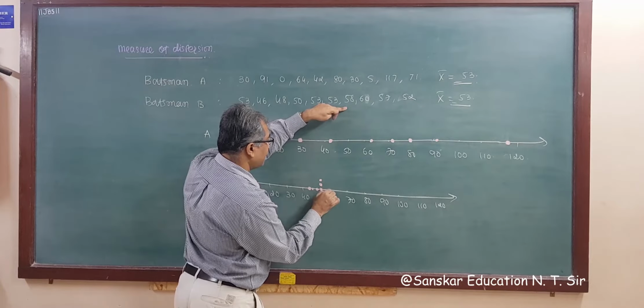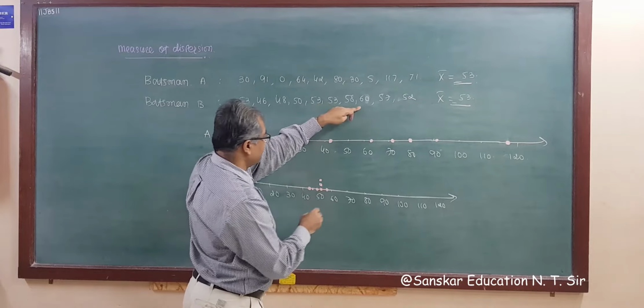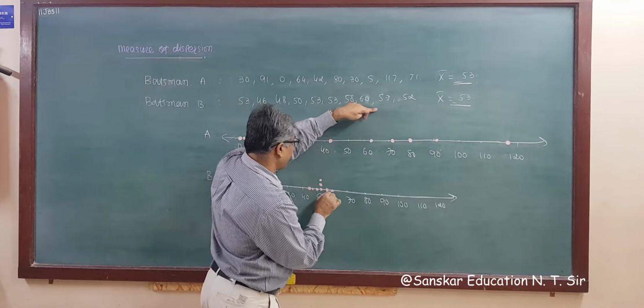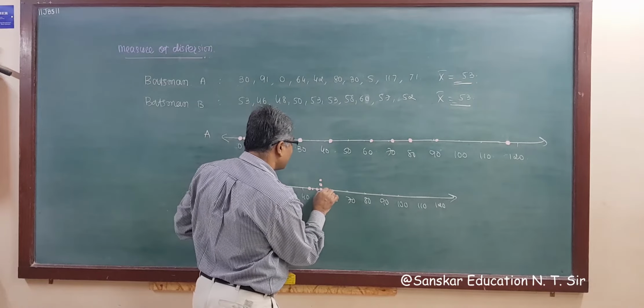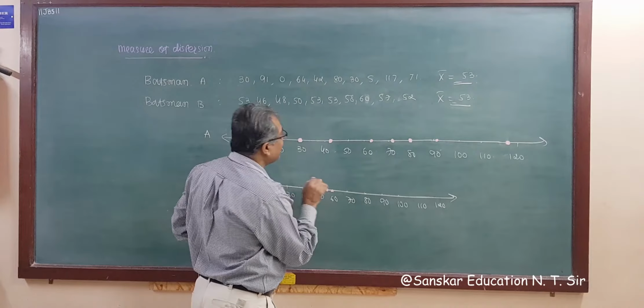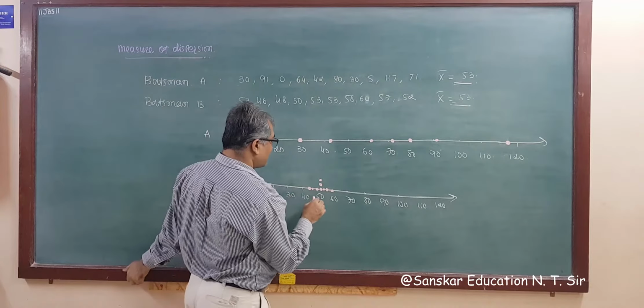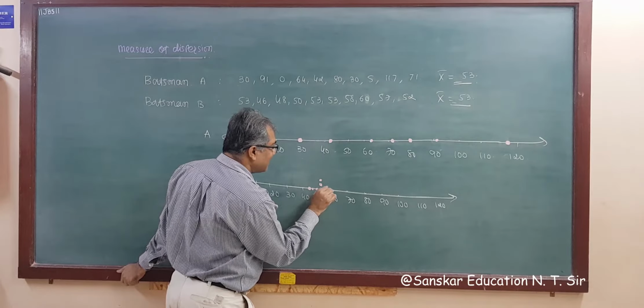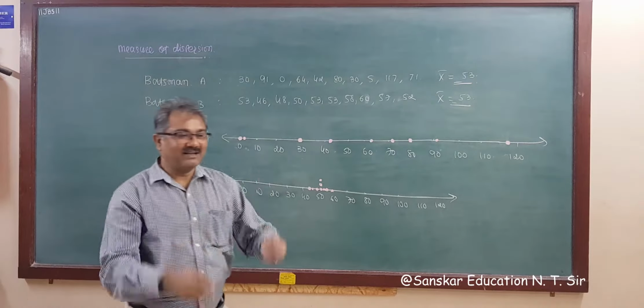58 is somewhere here, so this is 58. 60 is here, so this is 60. 57 is somewhere here, so this is 57, right? Then 52, so 52 is somewhere here, I am making a dot here, right? So these three dots are combined together.